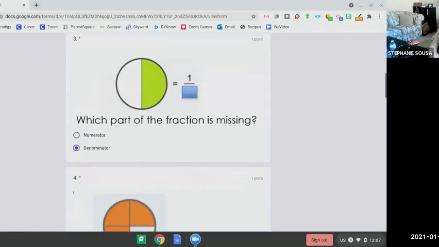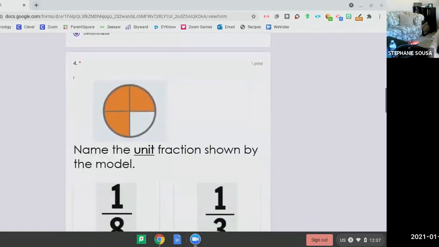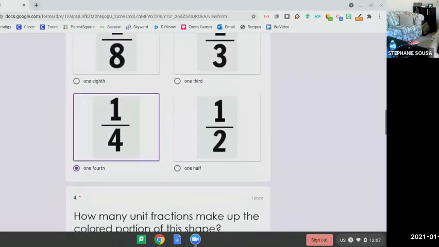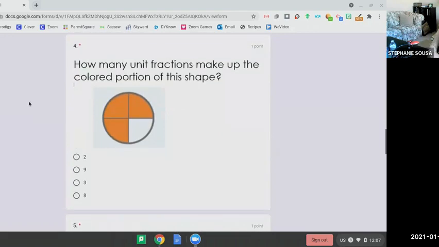Any other questions so far on our fractions DMR? We have a couple more to go through. Okay, let's take a look at number 4. How many unit fractions make up the colored portion of this shape? This is the shape. There are 4 parts. 3 of the parts are colored orange. 1 of the parts is left blank. That means there are 3 unit fractions that are colored. 1, 2, 3. Questions on that?